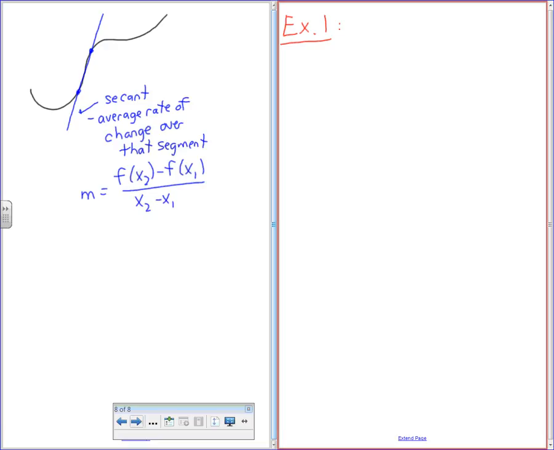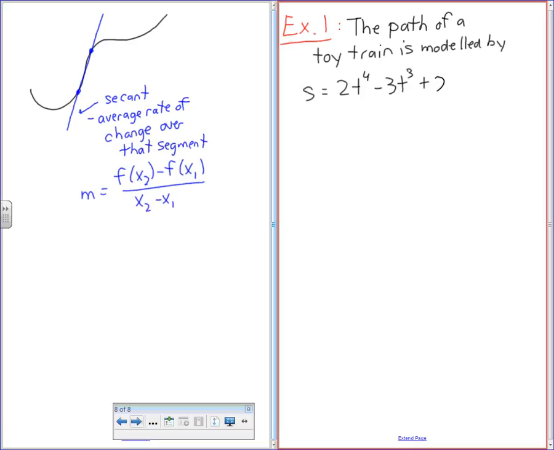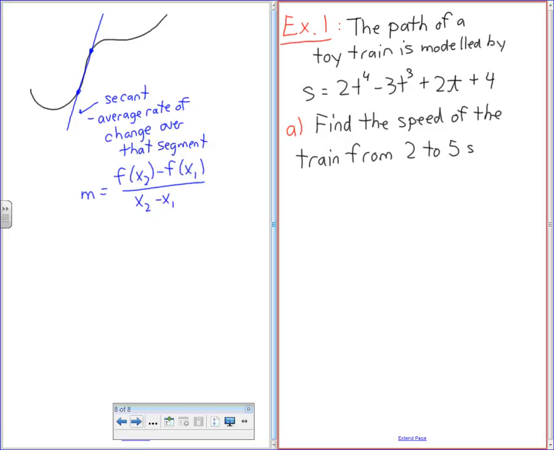Okay. So we're going to say the path of a toy train is modeled by S equals 2t to the 4th minus 3t cubed plus 2t plus 4. Find the speed of the train.